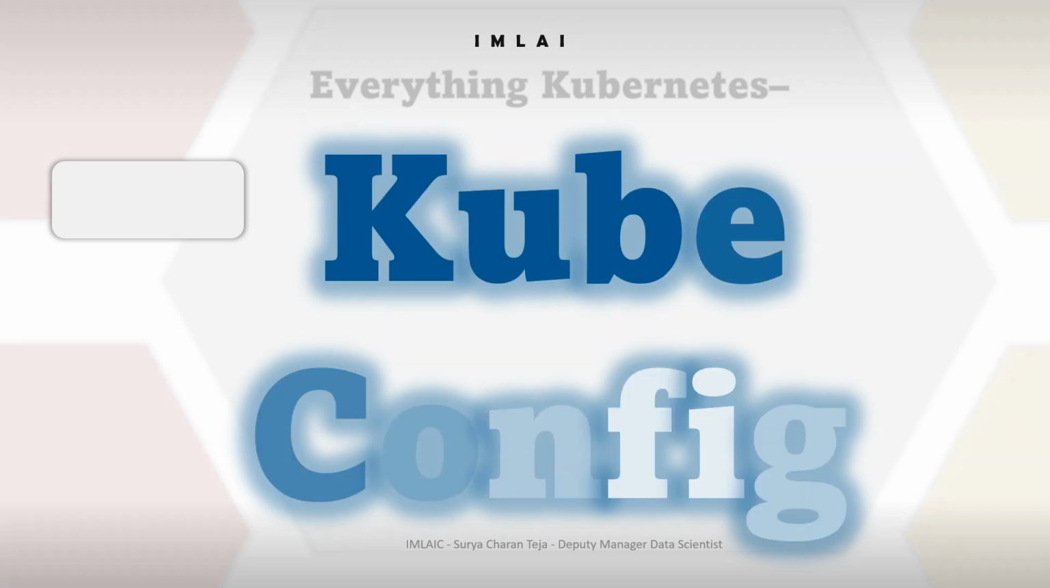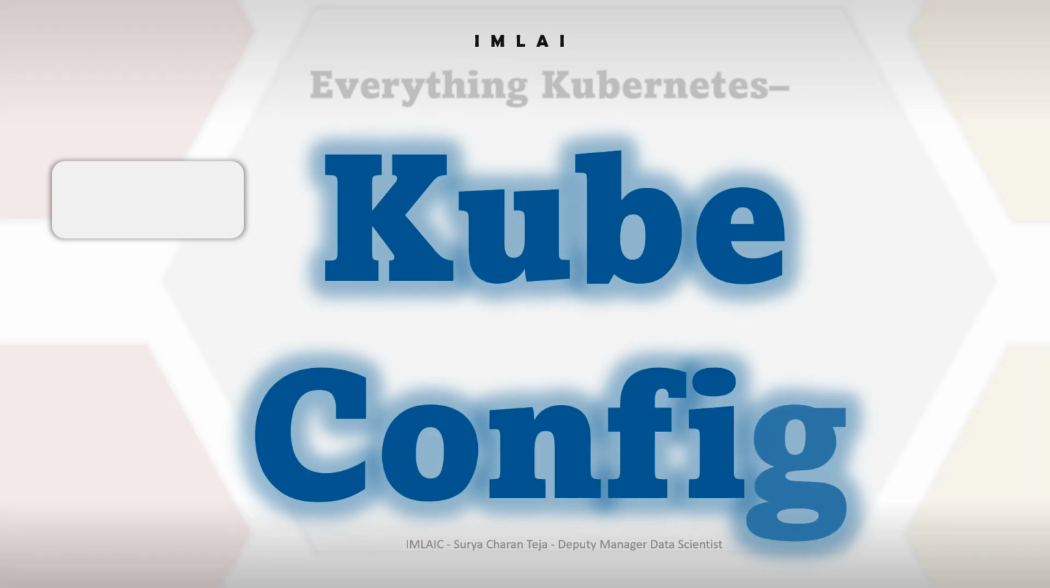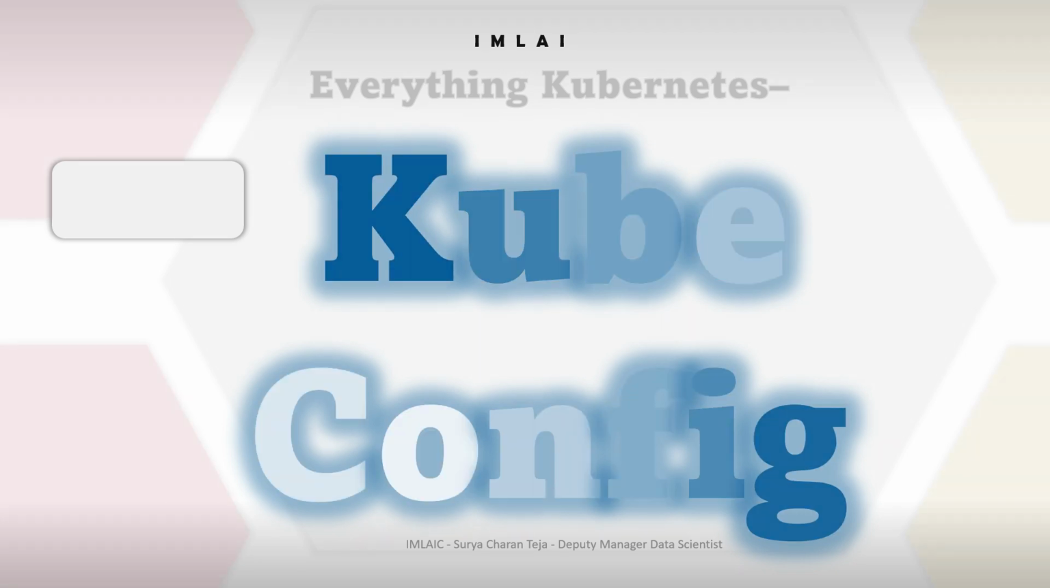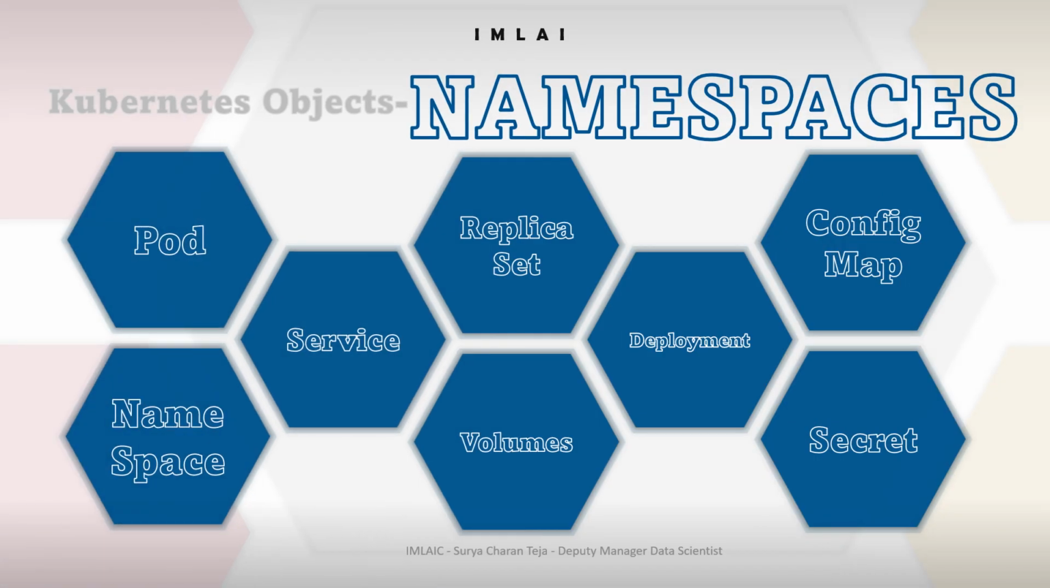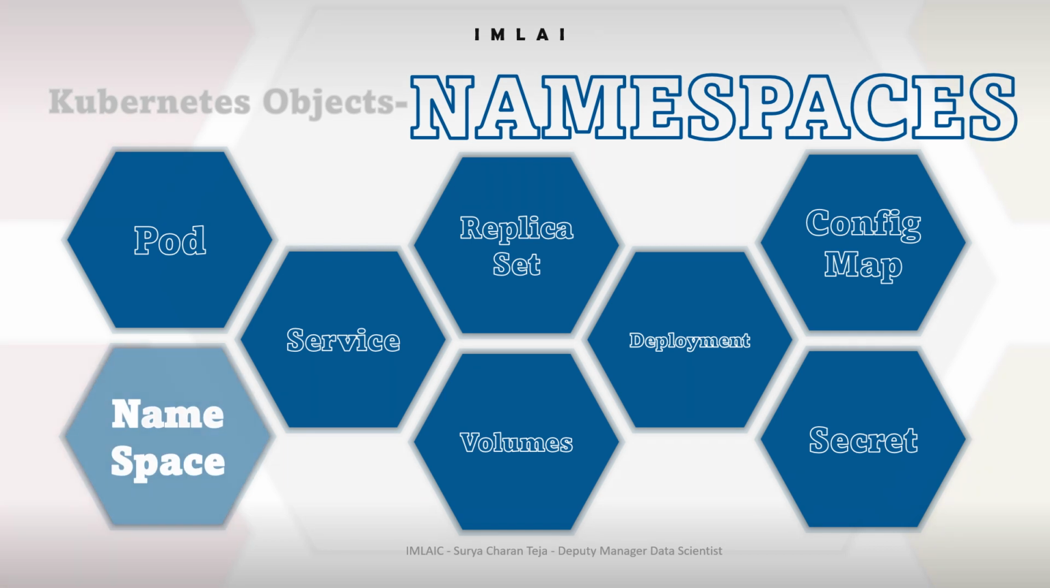So till now we have seen and demonstrated practically about kubeconfig. So now we are going to talk about namespaces. This is a Kubernetes object, a namespace. We are going to talk about how you can group or isolate your resources, that we are going to look into. So namespaces is basically used to group or isolate your resources.